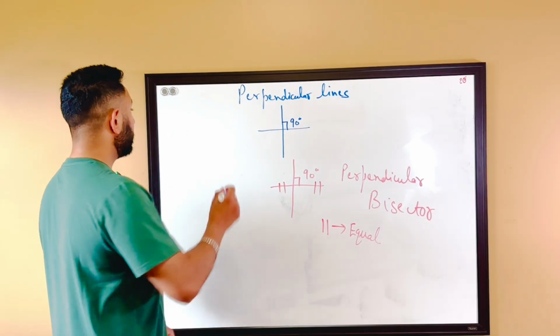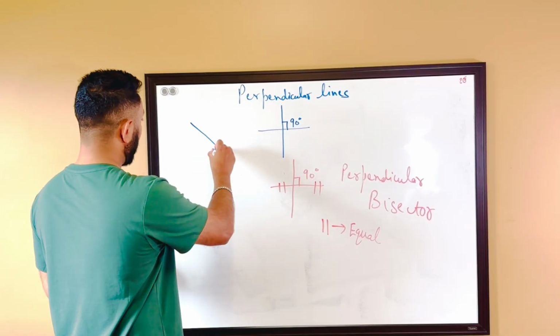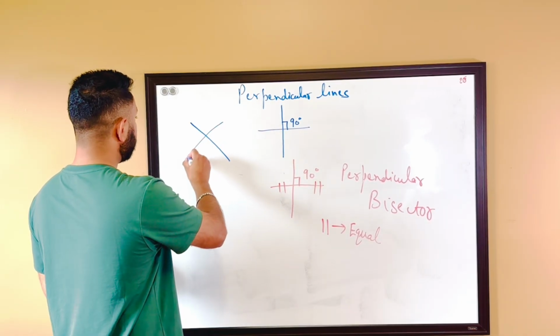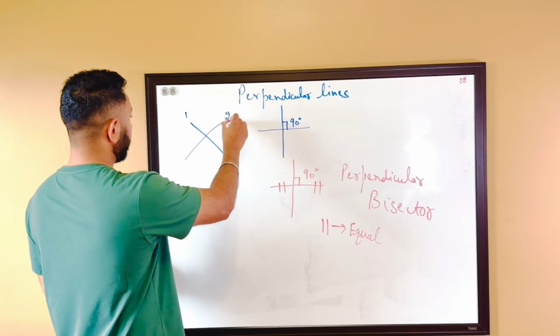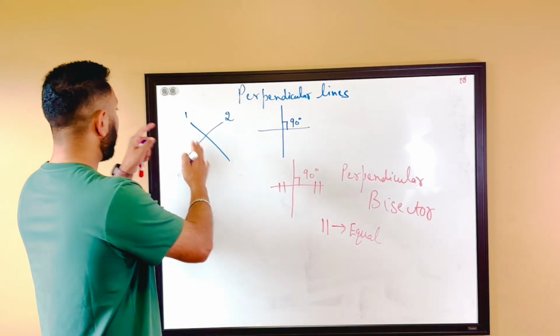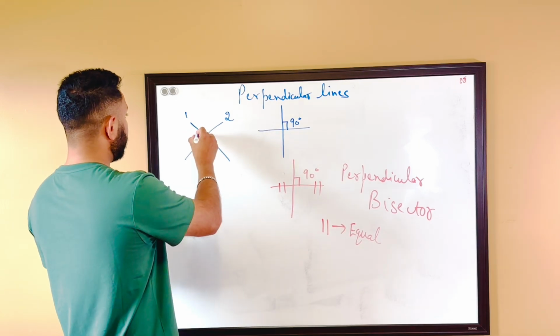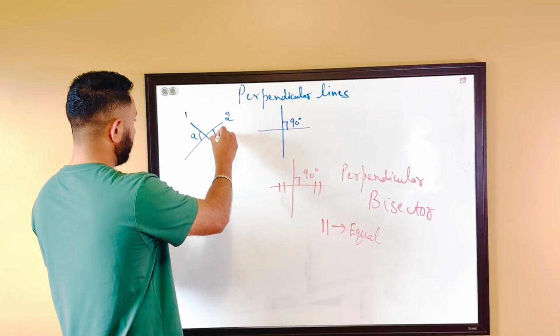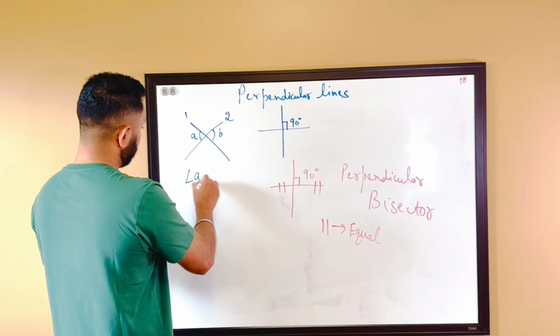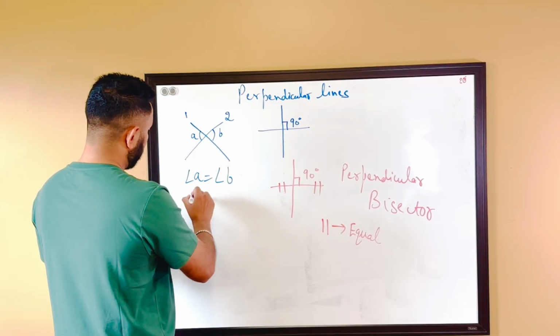And the angles formed by two intersecting lines, let's say this is one line and this is the second line, like the opposite angles, let's say this is A and this is B, they are equal, opposite angles.